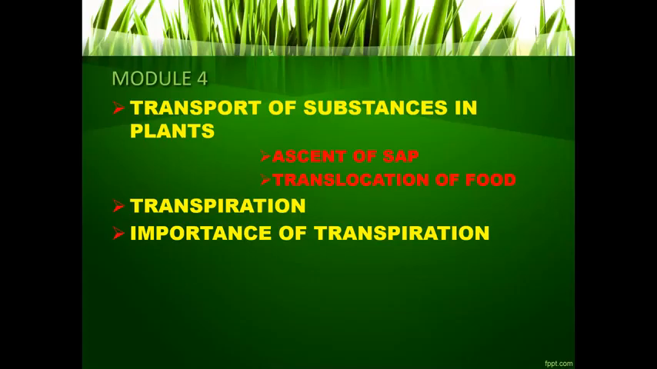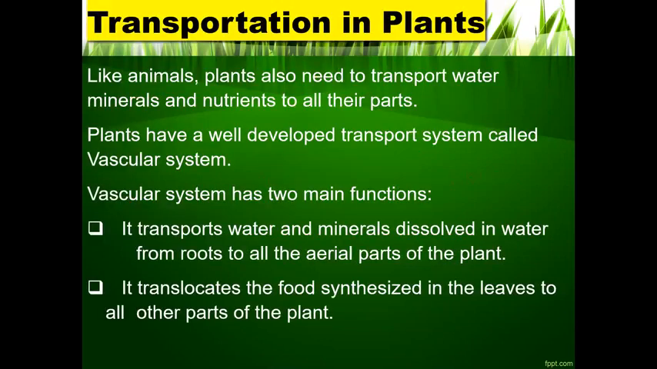Here, in this module 4, we will learn about the transport of substances in plants. We will learn about the vascular system, which comprises xylem and phloem. We will come to know about ascent of sap, translocation of food, and we will discuss an important process called transpiration and will find the importance of transpiration to plants.